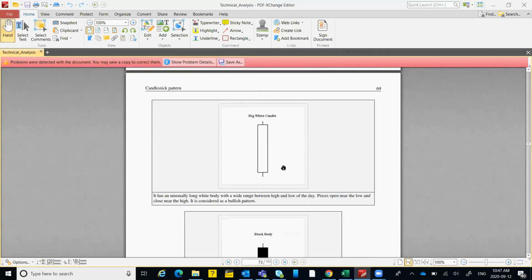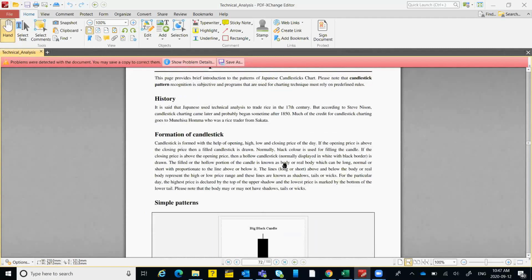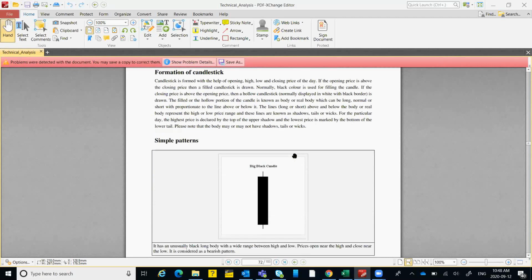We have a continuation today, and in the previous session we were discussing the candlestick patterns. So this is a second discussion on the candlestick pattern analysis. We'll have a quick recap of what we discussed in the last session, and then we will move on to today's topic. So a quick recap: this is a normal candlestick.